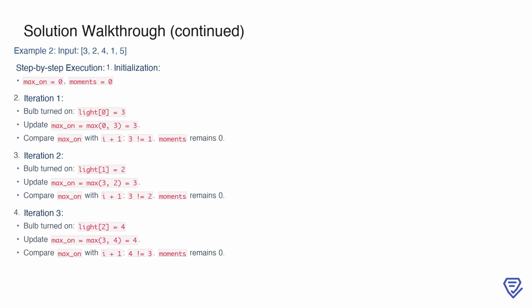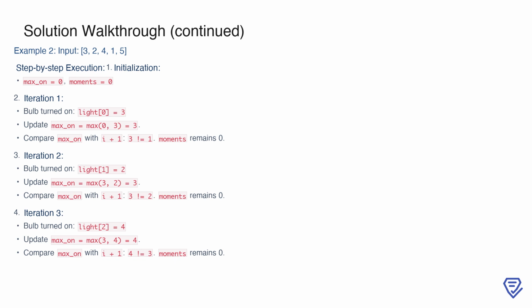In the second example, we are given the input 3, 2, 4, 1, 5. Once again, we initialize max_on to 0 and moments to 0. In the first iteration, bulb 3 is turned on. We update max_on to 3, which is the maximum of 0 and 3. However, max_on does not equal i plus 1, which is 1, so moments remains 0. In the second iteration, bulb 2 is turned on. Max_on remains 3, as it is the maximum of 3 and 2. Again, max_on does not equal i plus 1, which is 2, so moments stays 0.